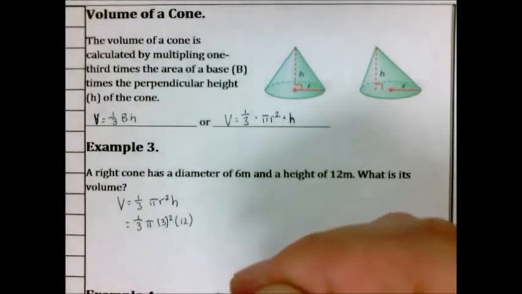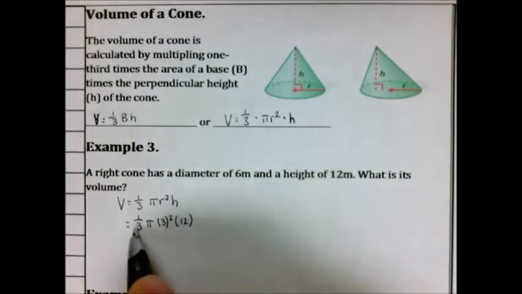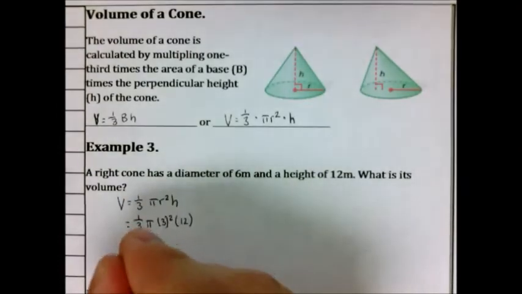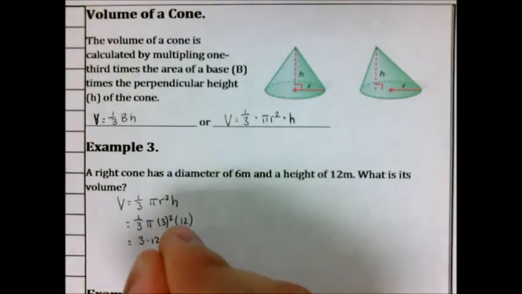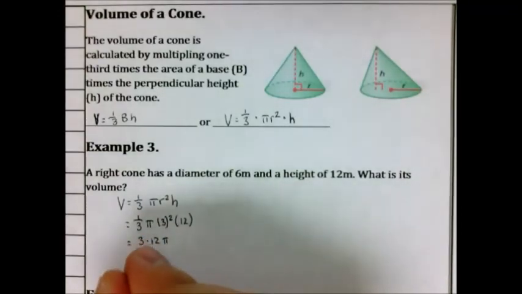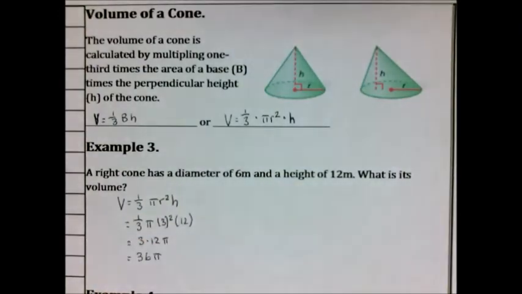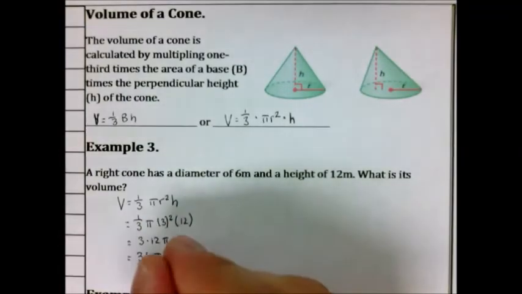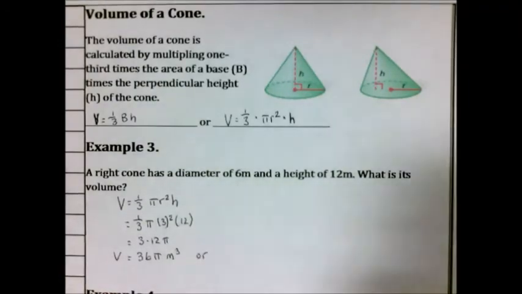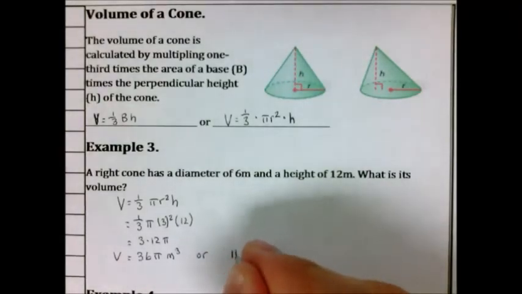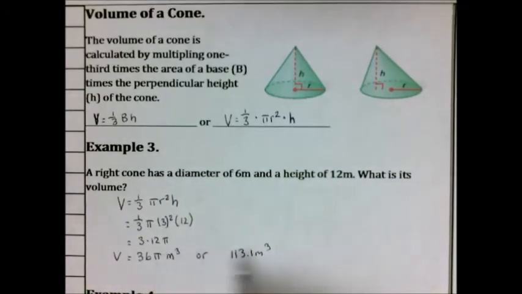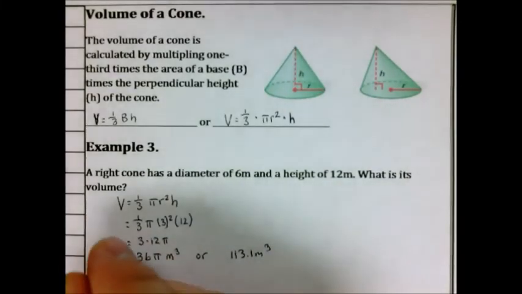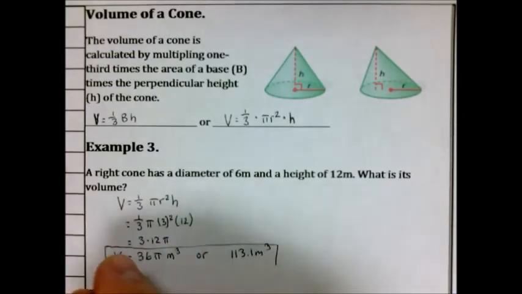Okay, so 3 squared is 9, and we see 9 times 1/3 is just 3. Okay, so we could write this instead as 3 times 12 pi, and 3 times 12 is just 36 pi. Now we can keep our answer in terms of pi, like 36 pi meters cubed for our volume, or we could write it more specifically and round it to some decimal point, and what we would end up getting is 113.1 meters cubed. This is an exact answer. This is an approximate answer, okay? But either one of them, as long as you've labeled, is a good way to do it.